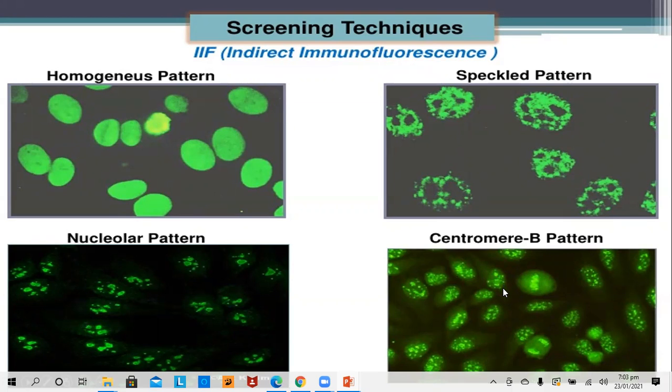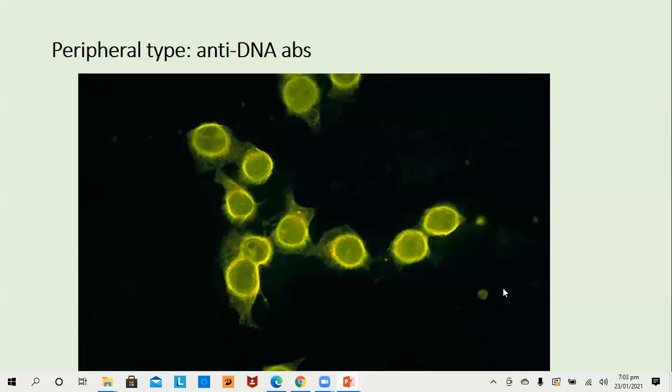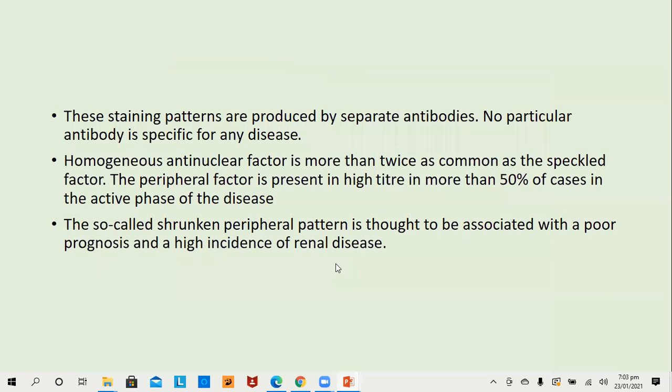Anticentromere pattern, which is seen in systemic sclerosis. Then the peripheral type of anti-nuclear antibody staining is seen with anti-double stranded DNA antibodies. These staining patterns are produced by separate antibodies. So no particular antibody is specific for the disease. The homogeneous anti-nuclear factor is more than twice as common as the speckled factor. Peripheral factor is present in high titer in more than 50% of the cases with active disease. The so-called shrunken peripheral pattern is thought to be associated with poor prognosis and a high incidence of renal disease.